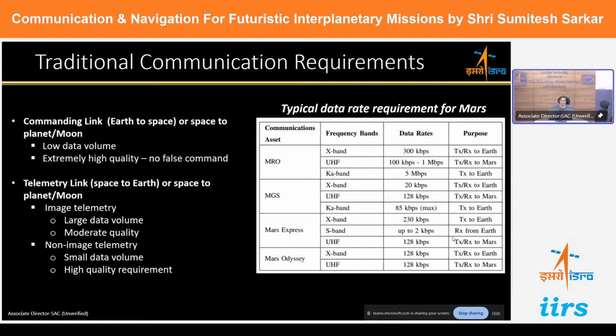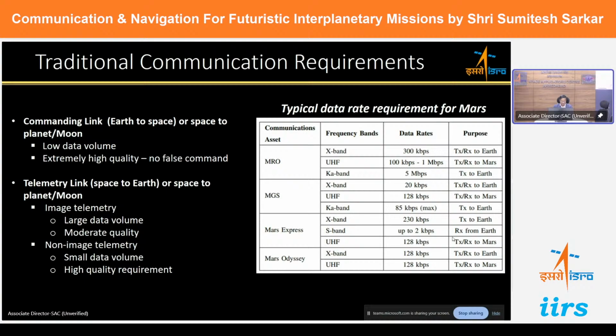That is called the command link, from Earth to the space probe. On the other hand, we have the space probe to Earth link, which is called the image telemetry, where the data volume may be quite high compared to the other side. And the quality may be moderate. If some part is lost, that is also acceptable. The volume is very large.